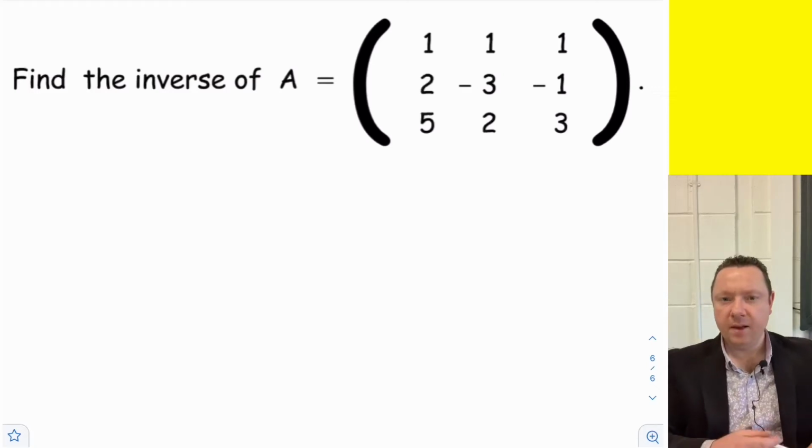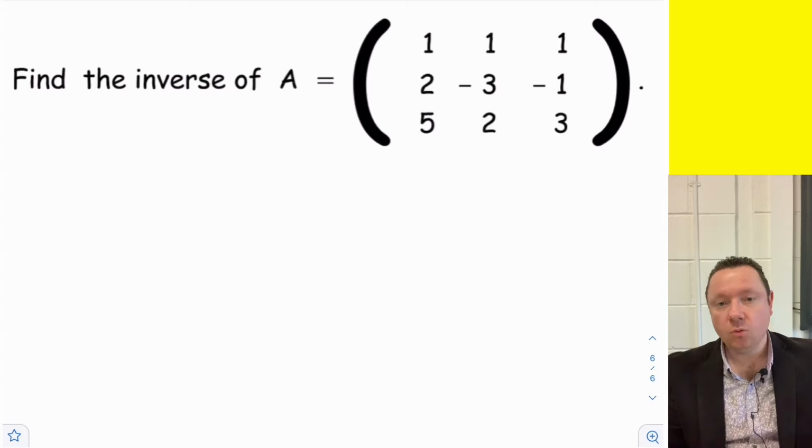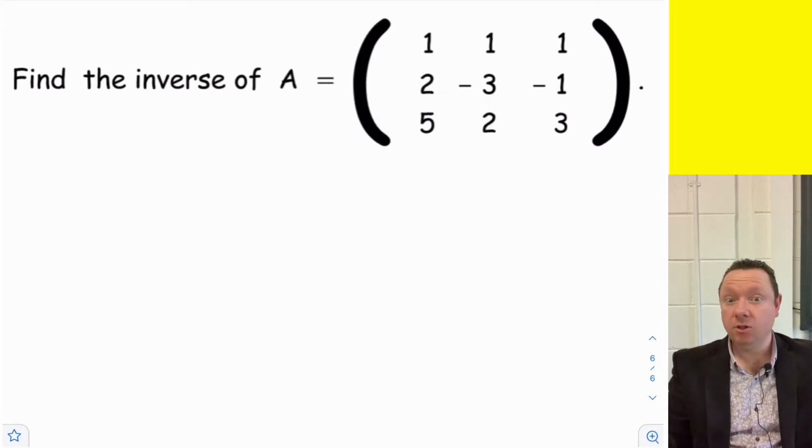Find the inverse of a 3 by 3 matrix. Now there's two ways we could do this, right? The first way, just like with a 2 by 2 matrix, we could use a determinant and some algebraic properties to work out the inverse of a 3 by 3 matrix. But it's quite long-winded and it's a long thing to do.